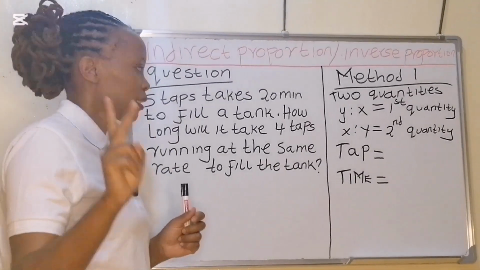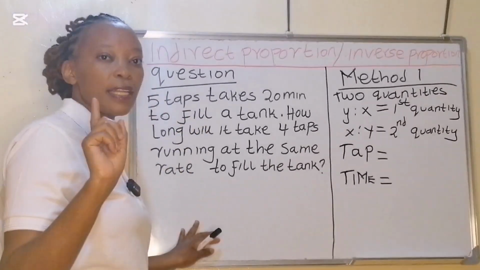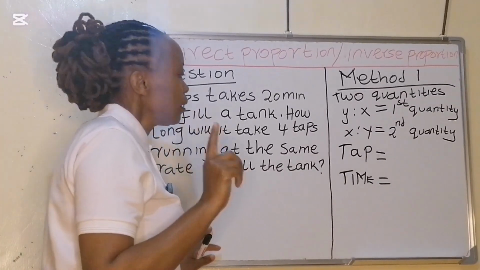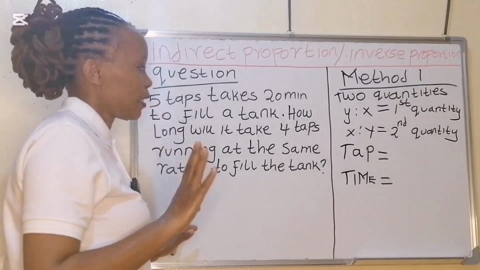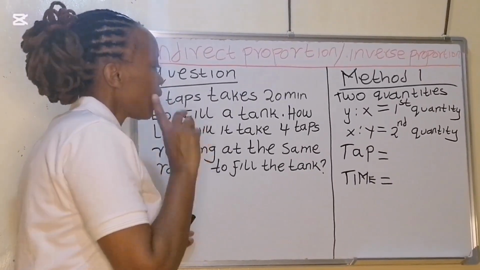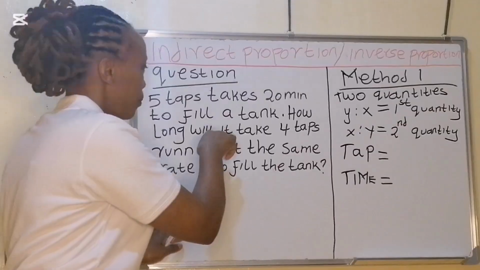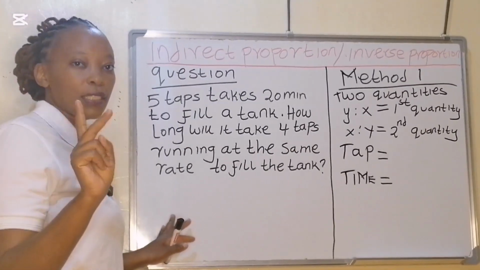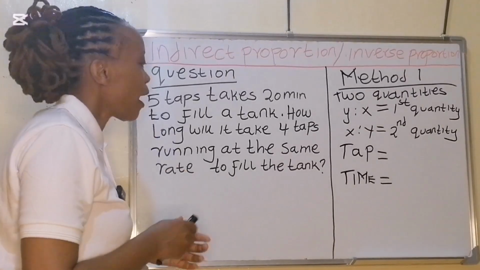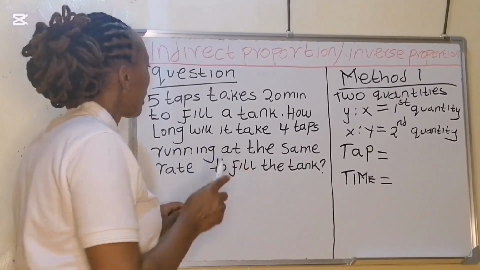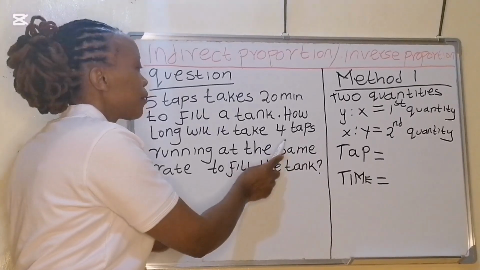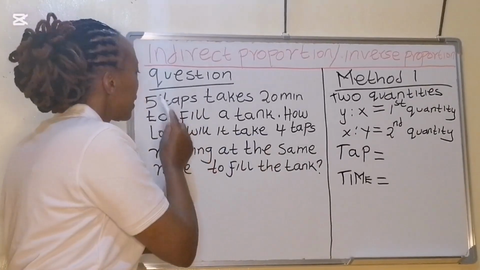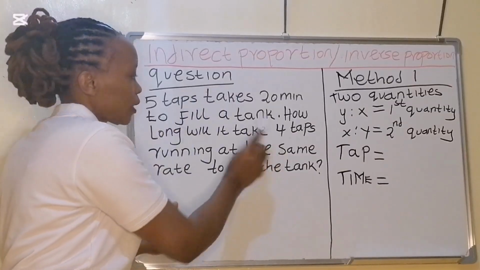You are going to understand this topic in such a way that you cannot even fail to understand the way I'm going to explain it. Okay, now we have two quantities, tap and time. When looking at this question, we are comparing two quantities. We start with the tap. We have 5 taps which have decreased to 4 taps now. It decreases from 5 taps to 4 taps.